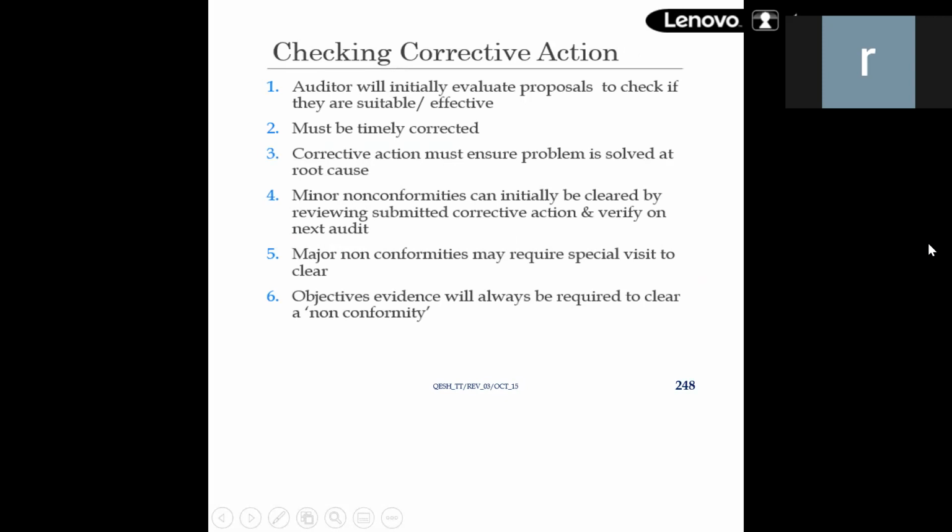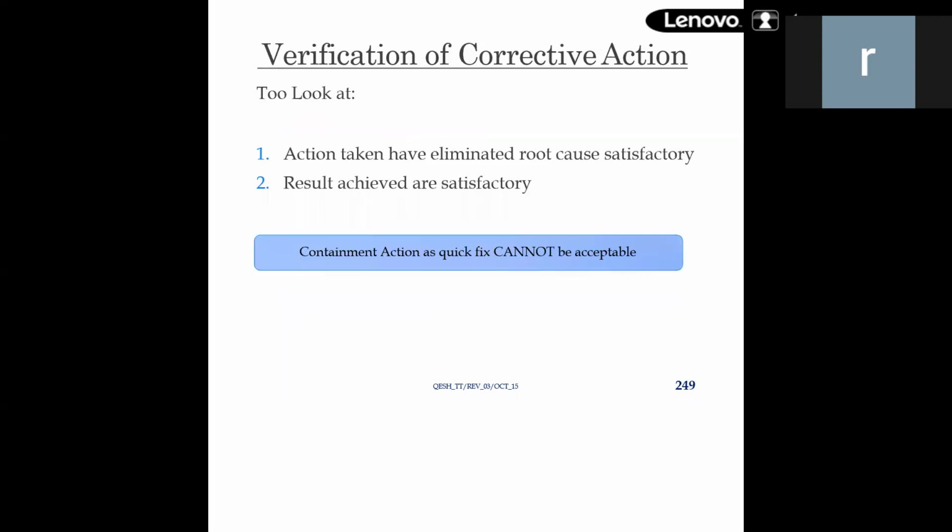Okay, checking corrective actions. The auditor will initially evaluate whether the proposal is suitable or effective. It must be timely corrected. Corrective action must ensure the problem is solved at the root cause. Minor non-conformities can initially be cleared by reviewing submitted corrective actions or verified at the next audit. Major non-conformities may require a special visit to clear. Objective evidence will always be required to clear a non-conformity. So you cannot just give them non-conformities anyhow.